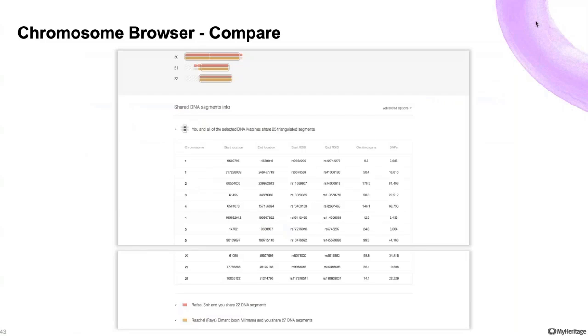Okay, so if there are triangulated segments, first, in my previous example, we looked at the shared segments I had with a specific DNA match that we looked at. Here in this example, because there are 25 triangulated segments between the group of DNA matches I'm currently looking at, we are also surfacing that here. So these segments are the ones that we all have in common.